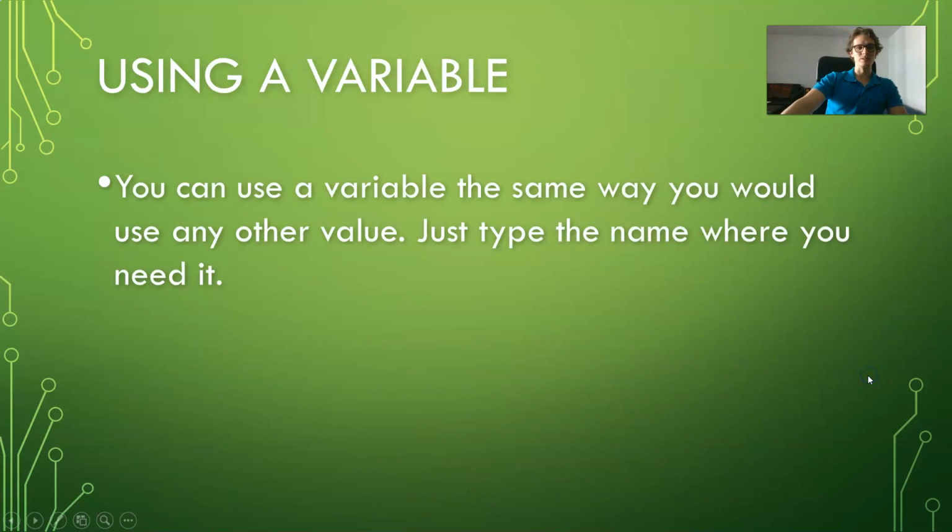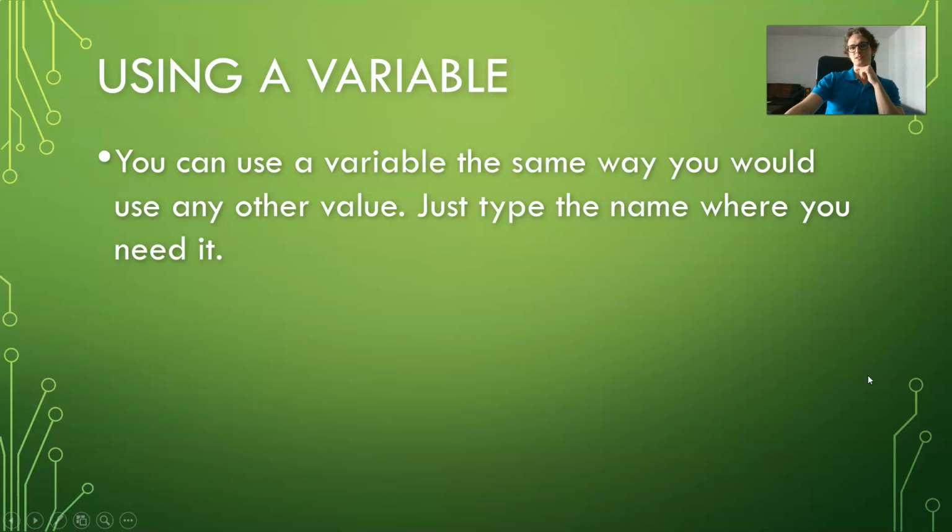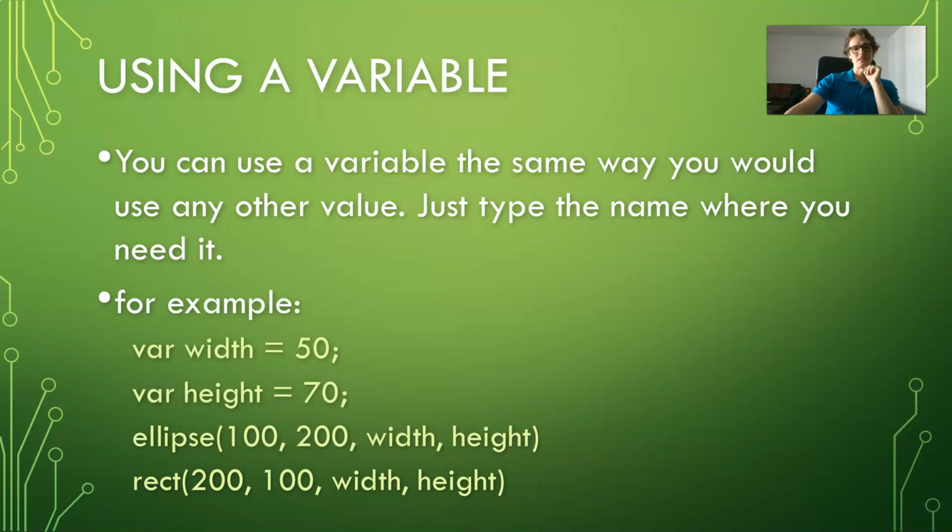Using a variable. You can use a variable the same way you would use any other value. Just type the name where you need it. For example, var width equals 50, var height equals 70. We can type the code ellipse 100, 200, width, height. Or we could type rectangle 200, 100, width, height.